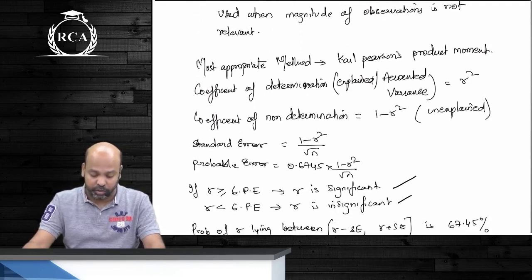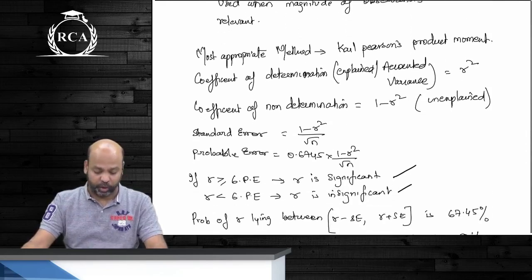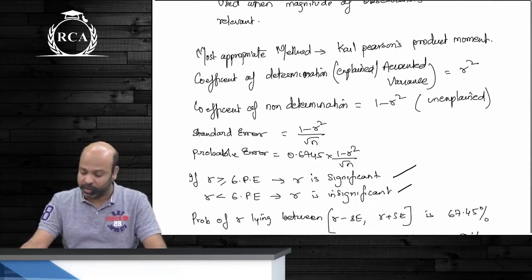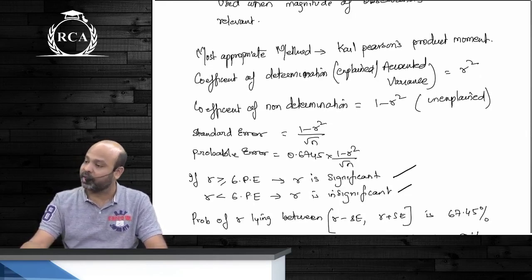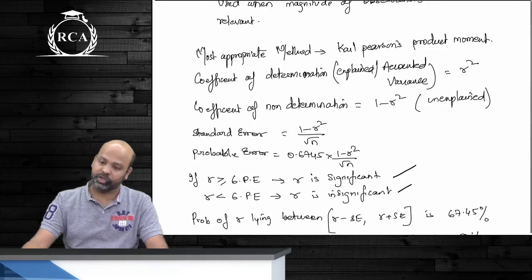Now, a comparison of all the methods. The most appropriate method will be Karl Pearson's product moment. But its drawback is that it cannot be used for curvilinear relationships. The advantage of the scatter diagram is that it can be used for curvilinear as well as linear relationships.